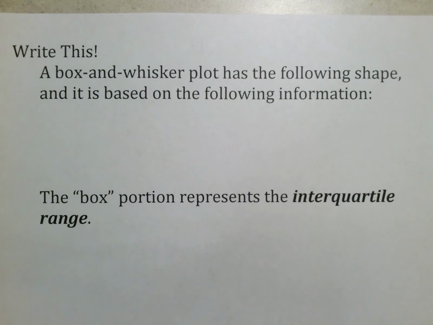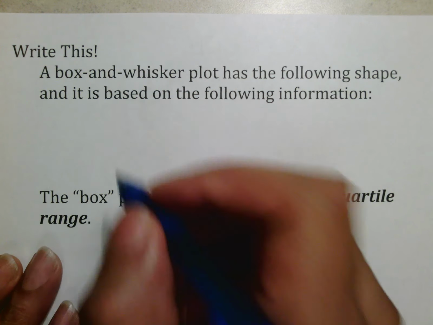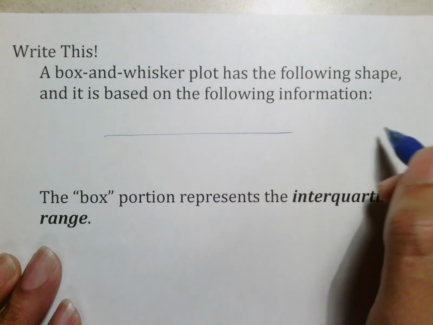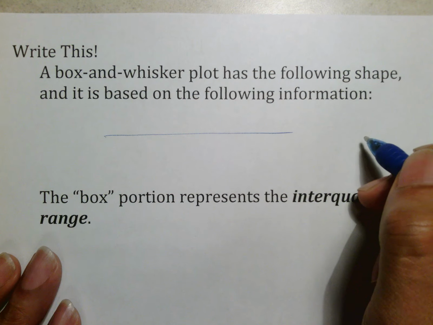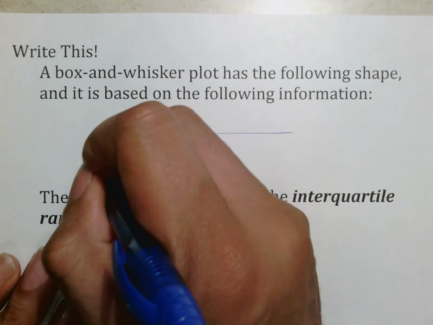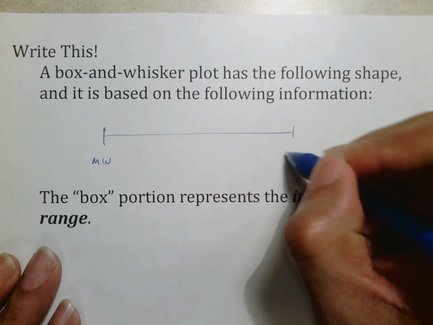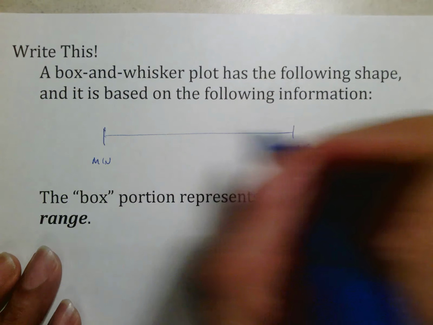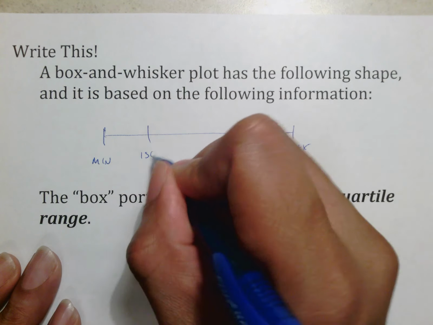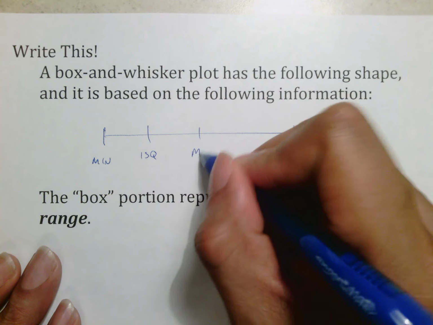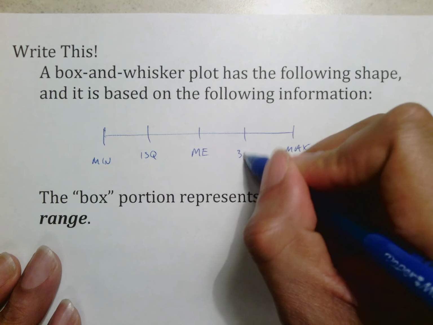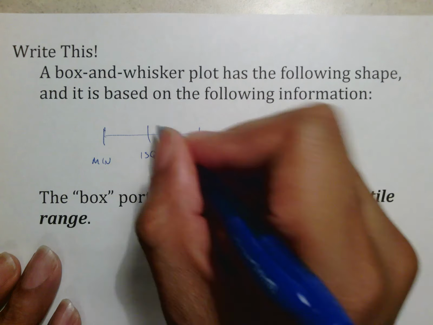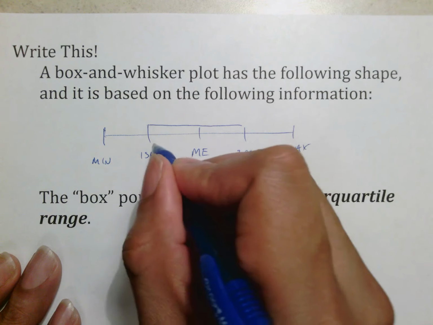Another thing for you to write is that a box and whisker plot just has the following shape, and it's based on the following information. So I'm going to draw a box and whisker plot for you. And when you do that, what you end up with is the minimum value going here, the maximum value going here. This is your first quartile. This would be wherever your median is. This is wherever your third quartile is. And the box is made from those numbers.